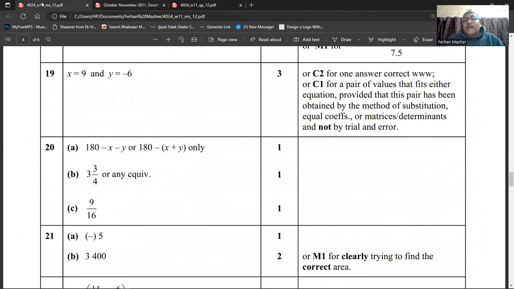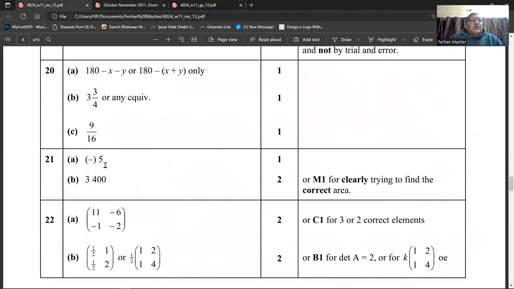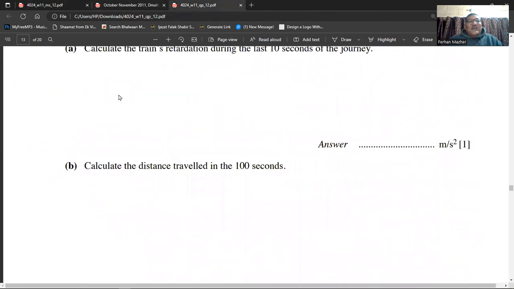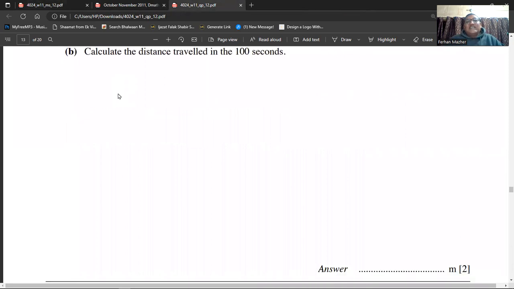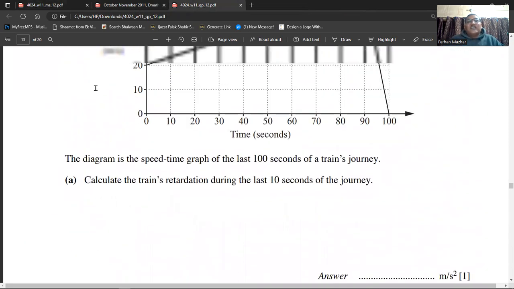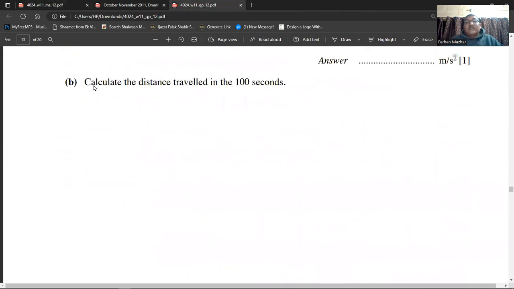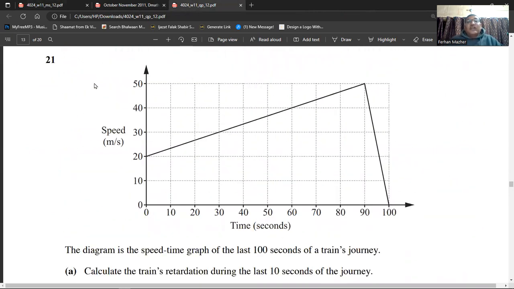Question number 21, A part. So our answer is right. Okay, so we are going to the next part. That's the B part. He says calculate the distance traveled in the 100 seconds. It has 2 marks. Question number 21, B part.